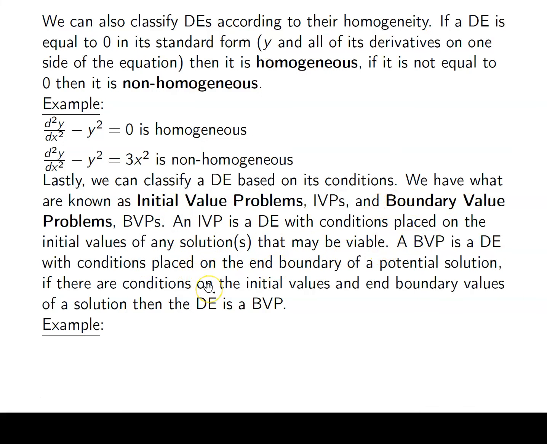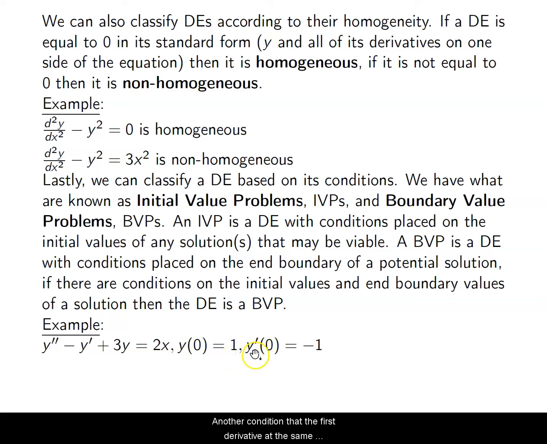Okay. So for an example, let's say that this is the diffy Q that I would like to find a solution for, and it has an initial condition of 1 and another condition that the first derivative at the same point is -1.